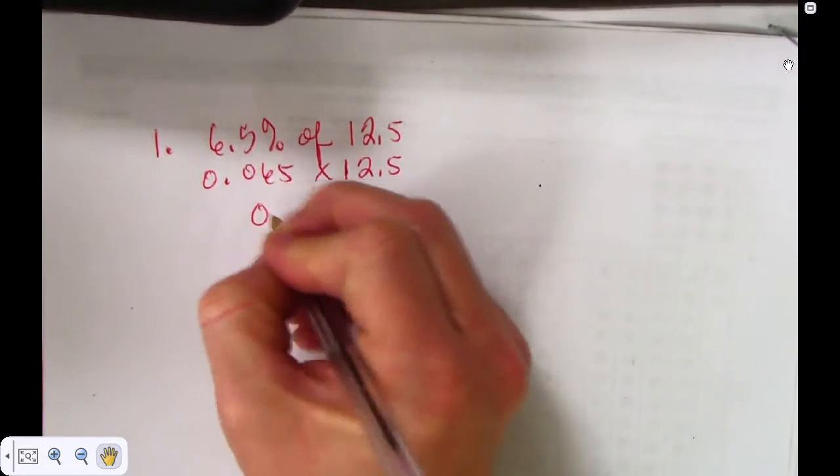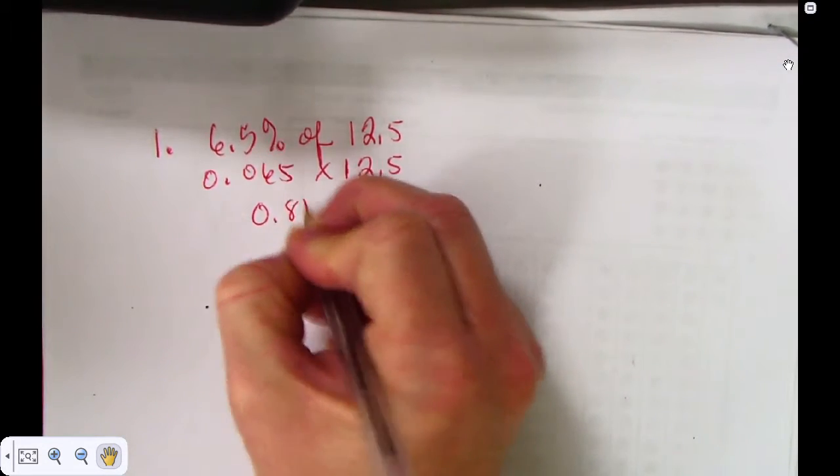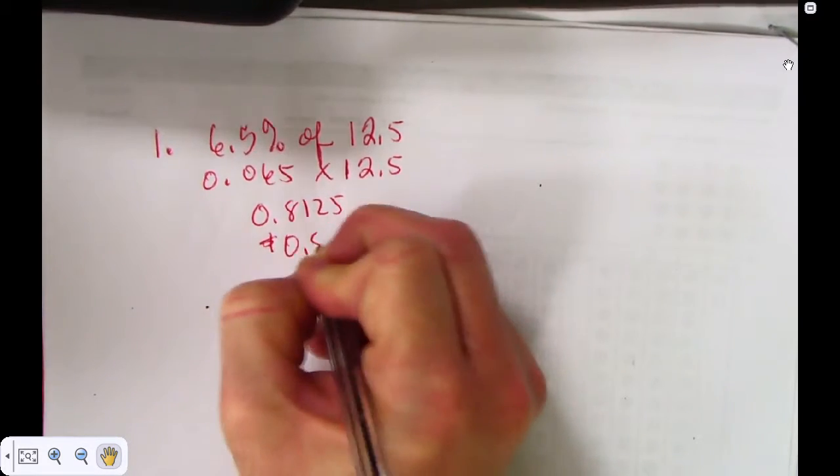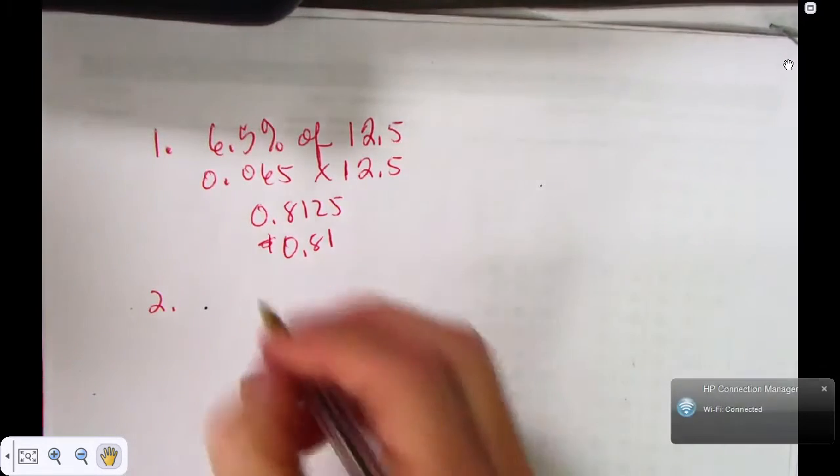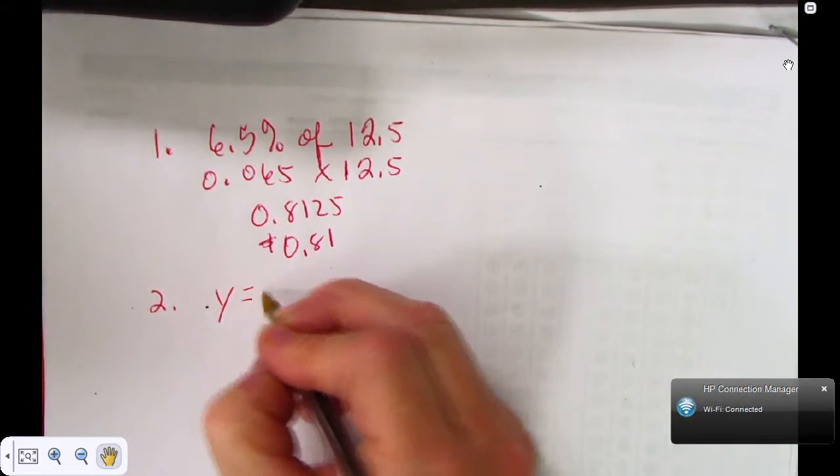What do you get? 0.8125. Okay, so we're going to round off to what? 81 cents. Okay, this is where I just wanted to sit down and cry.